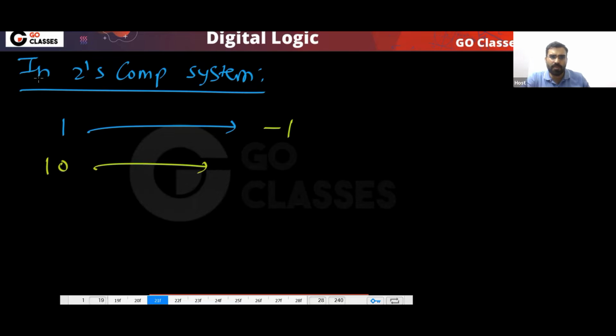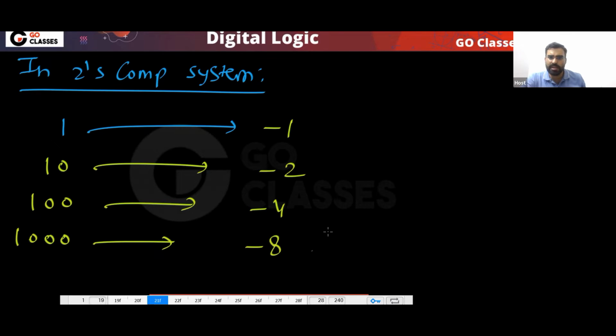Similarly, if I give you 1 0, then what will that be? This is negative 2 power 1 weight, so this will be negative 2. If I give you 1 0 0, that will be negative 4. If I give you 1 0 0 0, that will be negative 8. You can very easily calculate, yes or no? This method is actually very nice: this has weight minus 2 power 3, and the rest are 0, so it will be minus 8.